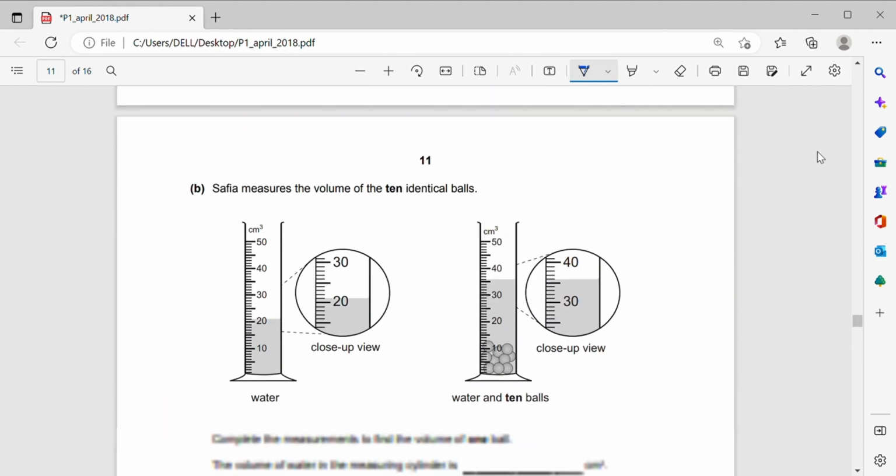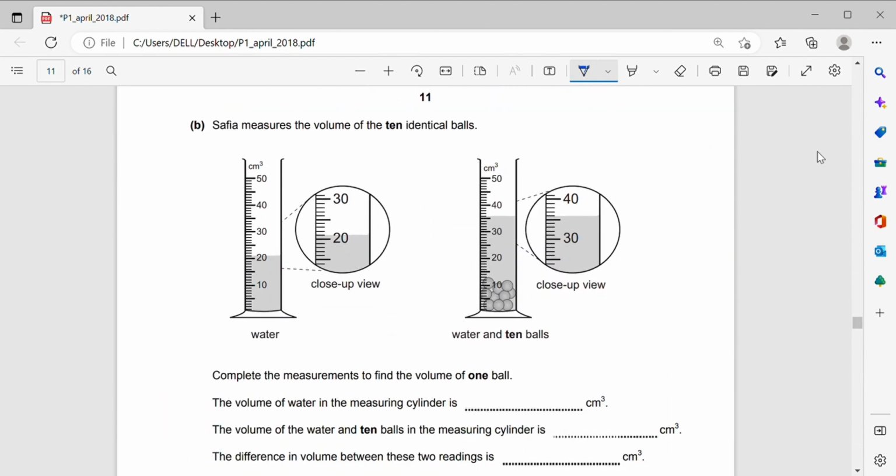Question B. Sophia measures the volume of the 10 identical balls. Complete the measurements to find the volume of one ball. Okay, so here the volume of the water alone in the measuring cylinder is here. This is 20, this is 30, so here 25. So here this is 21 cubic centimeters.